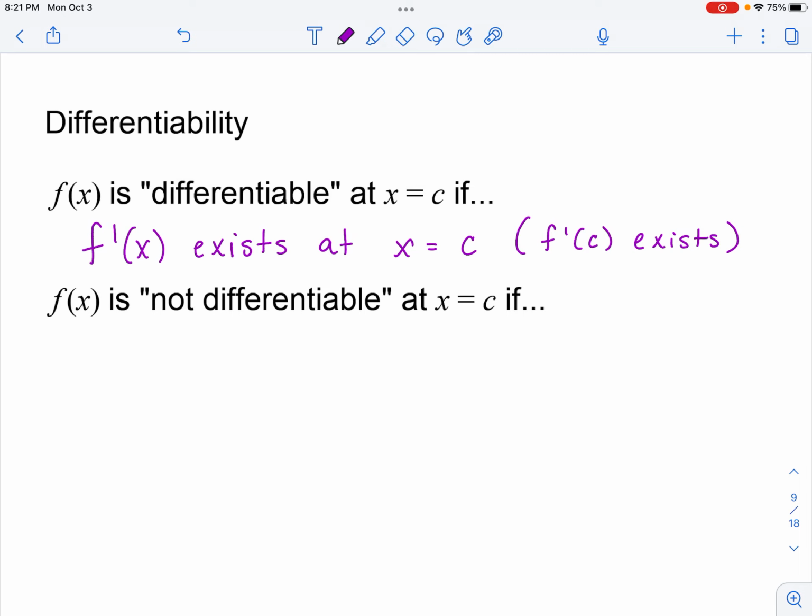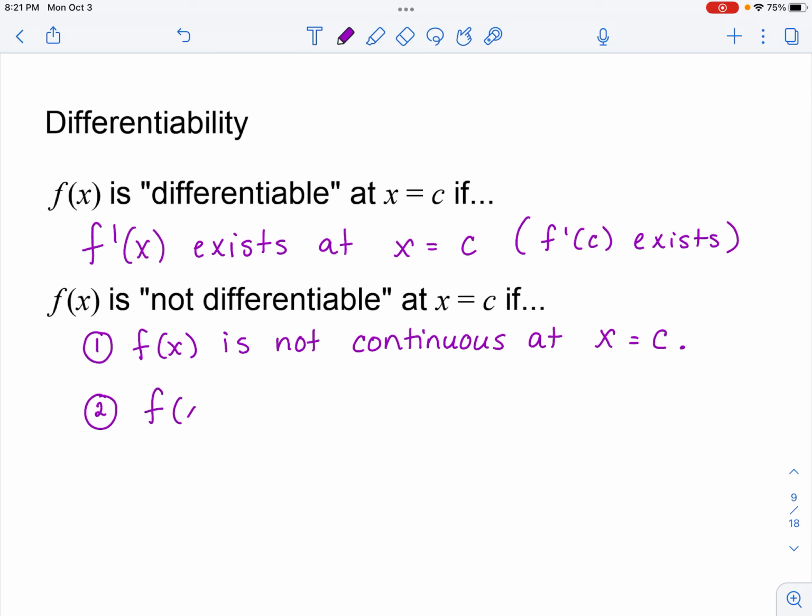Okay, so a function is not differentiable at x equals c if we've got basically three cases to worry about here. Case number one, f of x, the original function, is not continuous at x equals c. Okay, so that's the first thing. If the original function is not continuous, the derivative also has the same domain restriction or the same break in the graph, okay? So if the function is not continuous, then you definitely can't find the derivative there, okay?